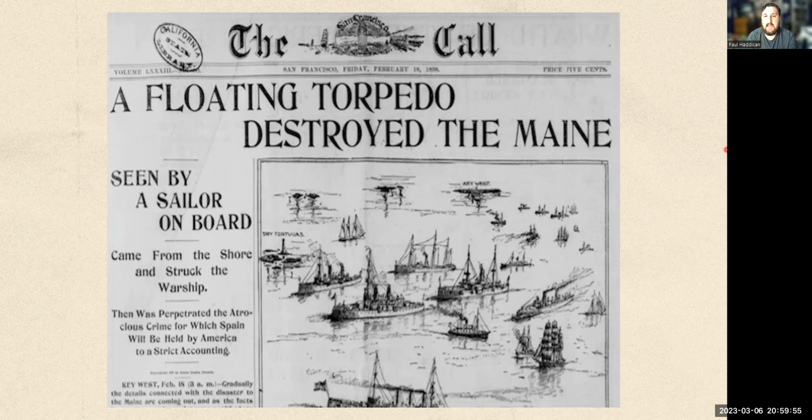This is a newspaper from the time period showing you its blasting headline. A floating torpedo destroyed the Maine. Seen by a sailor on board, came from the shore and struck the warship. Then was perpetuated the atrocious crime for which Spain will be held by America to a strict accounting, right? So really heavy words, really specific language about this event that happened in Cuba that nobody is really sure what exactly happened on. So let's get into that.